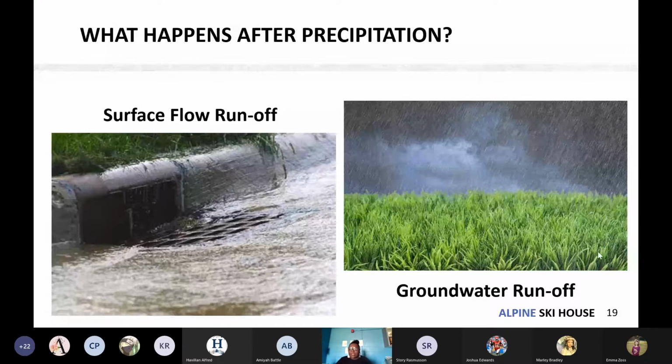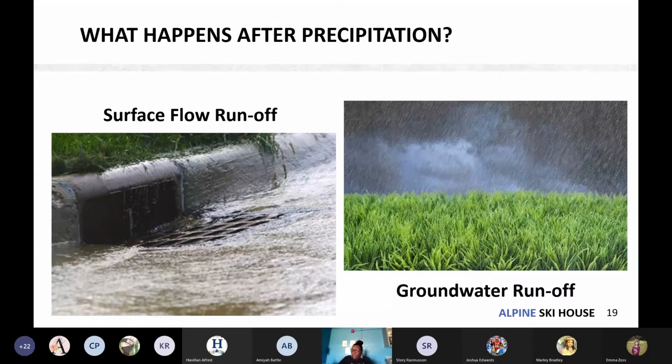Runoff is our answer. When we're looking at after precipitation, when it rains, rain can either land on sidewalks, streets, or it can land in grass on vegetation. When rain runs off on sidewalks or streets, this is called surface flow runoff. Please write surface flow runoff in your notes.